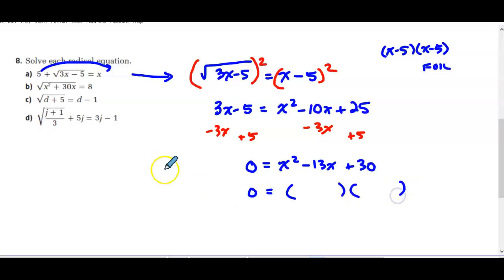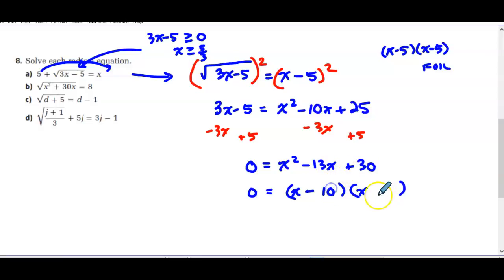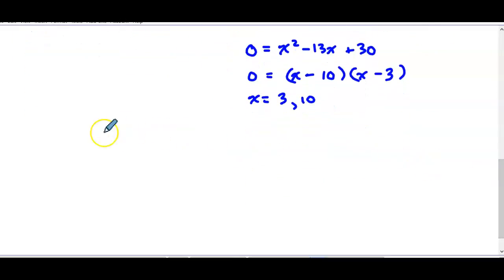We can factor this. What I didn't do at the beginning, but looking here, the restrictions on x: 3x minus 5 has to be greater than or equal to 0. So x has to be greater than or equal to 5/3. So that can help us with solving. In any case, factoring here, we need 2 numbers that multiply to 30 and add to negative 13. So either both positive or both negative. So the only choice is negative 10 and negative 3. So x equals 3 or 10. So both of those numbers satisfy this, but we still need to verify.